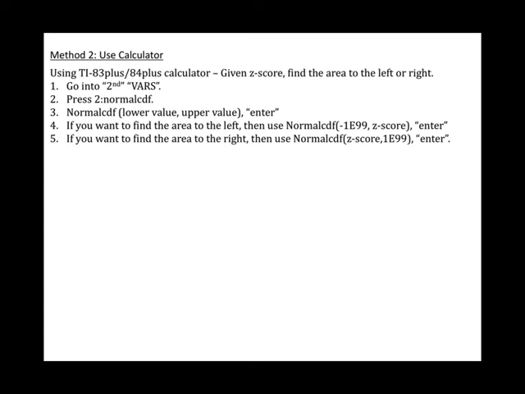Okay, method 2, use the calculator. You could use the table to find the probability, or you could use your TI-83 Plus or TI-84 Plus calculator. And then you follow this instruction. Go to 2nd VARS and then find the normalcdf. You're going to plug in the first value, the lower value, and then the upper value, and then enter.